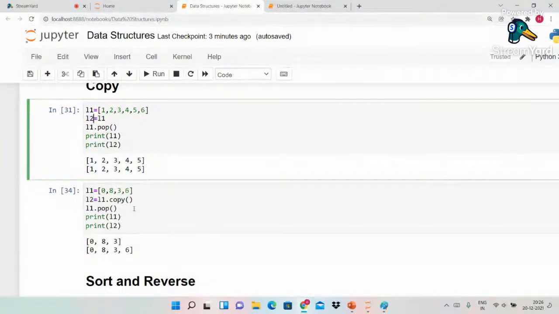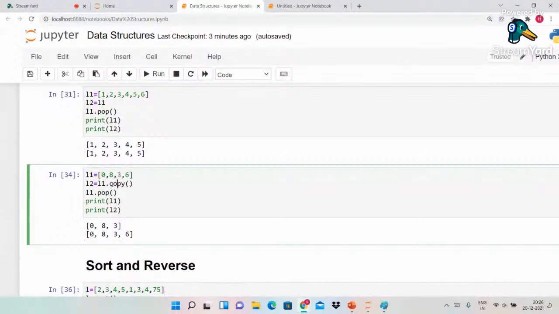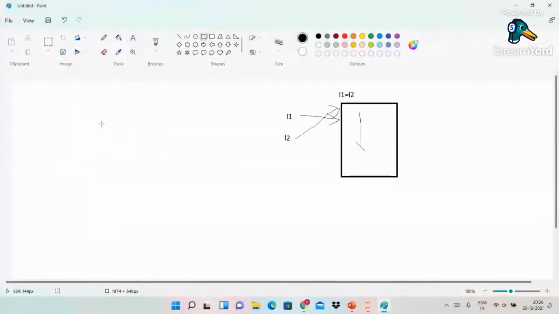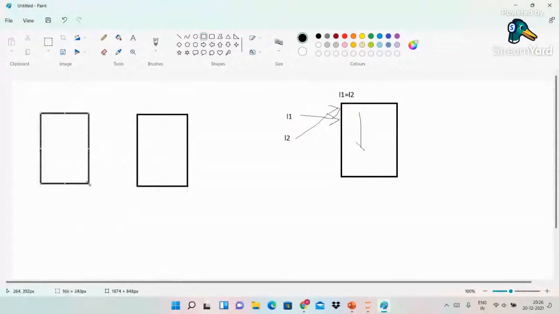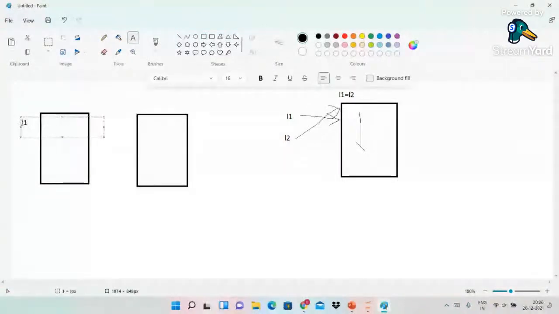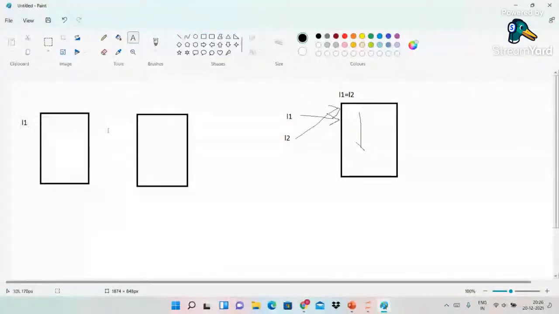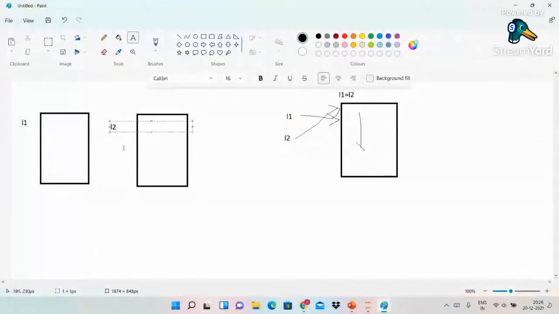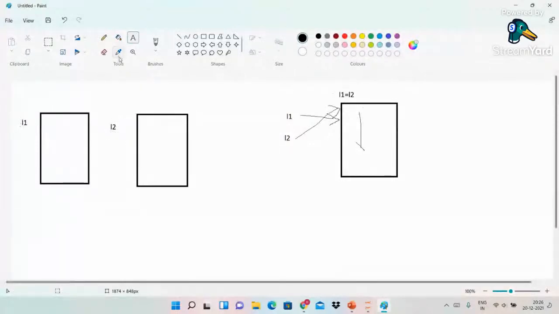But when you do the copy, when you write the function copy, that won't happen. L1 will be different, L2 will be different. Now what happens in the memory is something like this. L1 will be pointing to this, and L2 will be pointing to this. L2 is a copy of L1. The L1 copy is made, and that will be pointed to by L2.